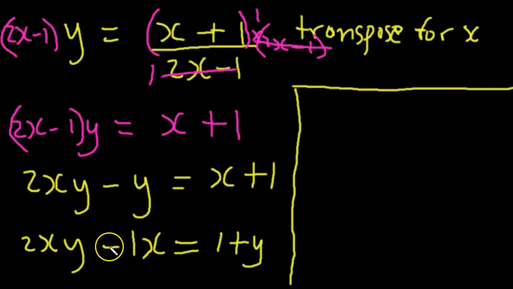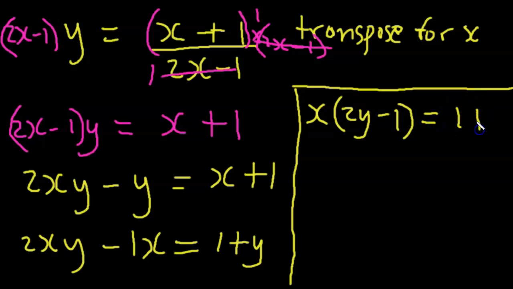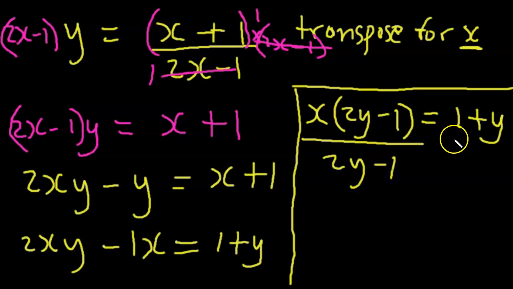So here we factor out the x. If we factor out the x on the left hand side, factor the x from this term, we're left with 2y. Factor x from this term, we're left with minus 1. Equal 1 plus y or y plus 1. Now remember the aim of the game here is to get the x by itself. So we divide both sides by whatever is beside the x, in this case 2y minus 1.